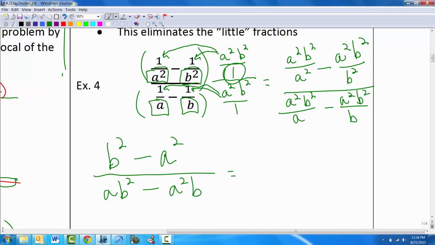What can I do with the numerator? You can definitely factor. What kind of factoring is this? A difference of two perfect squares. So what does this turn into? B, oh, I was going to do minus a. Uh-oh. Now what do I have to do? It's no big deal if you do minus or plus first.